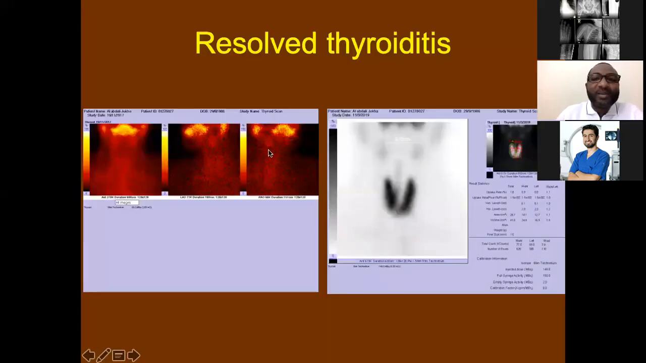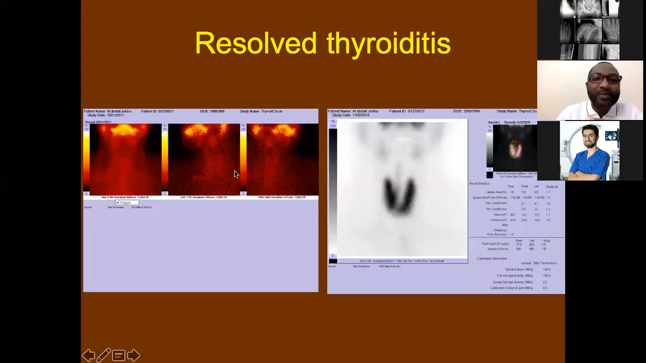Another example of a similar patient, this patient is a 30-year-old female who presented with typical features of hyperthyroidism, swelling of the neck with T3, T4 raised. Thyroid ultrasound shows a diffuse thyroid enlargement, but we did a thyroid scintigraphy, which shows an absent thyroid.